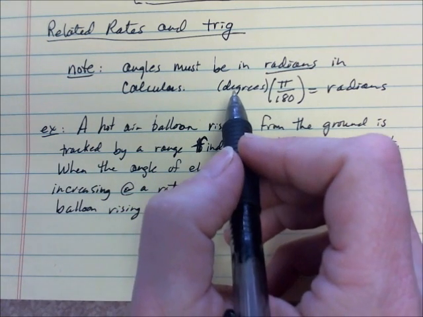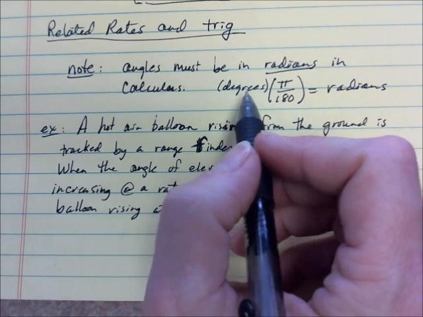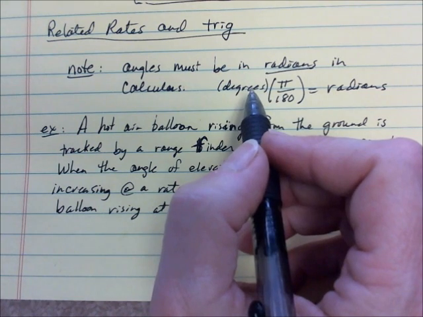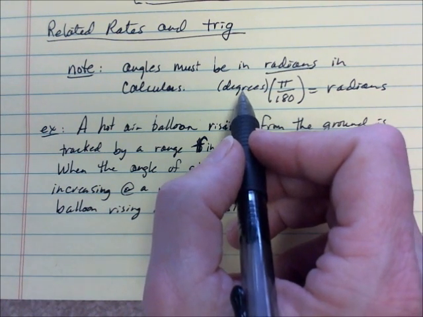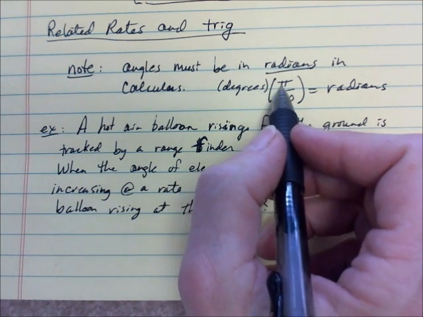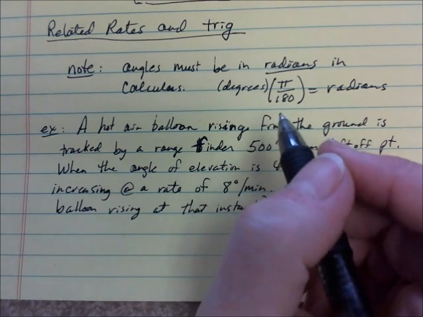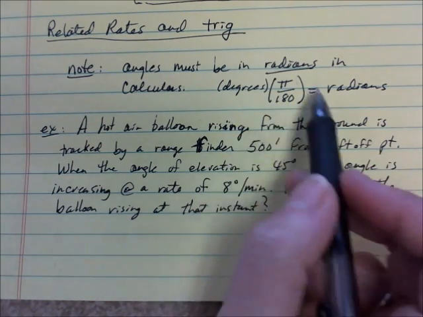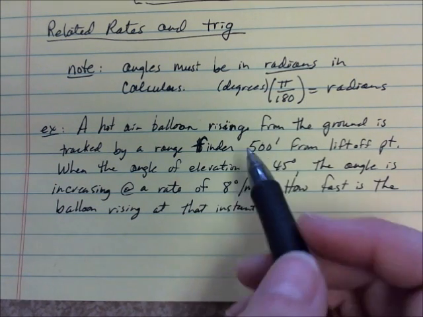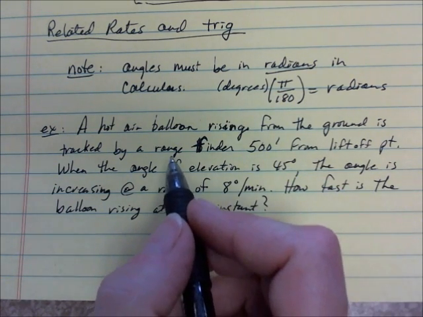So if you're given a problem that has degrees for their angle measurements, you can just convert the degrees into radians by multiplying by pi over 180. That's just something that you probably remember from Algebra 2. So this is a little formula that you'll need every once in a while. Like in this next example, they're talking about a hot air balloon.